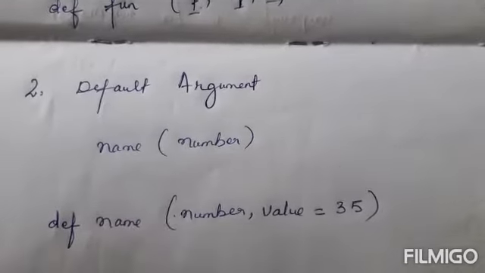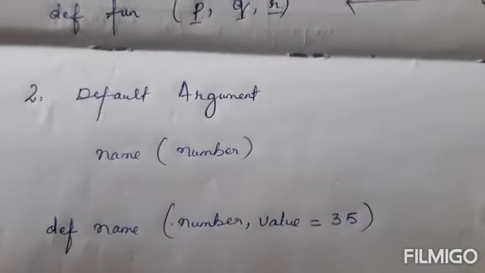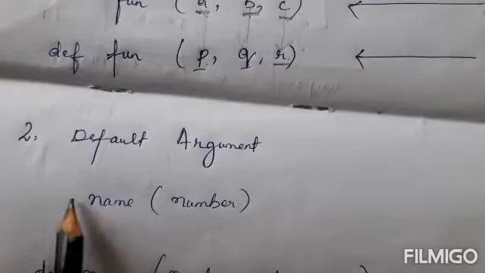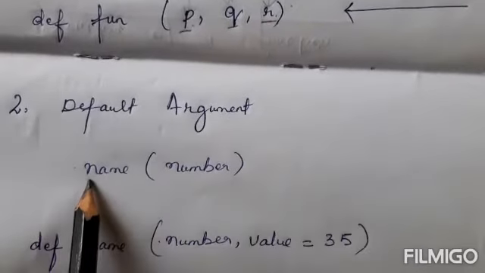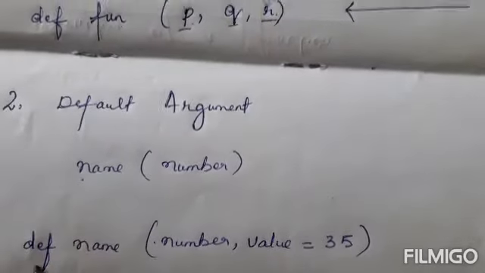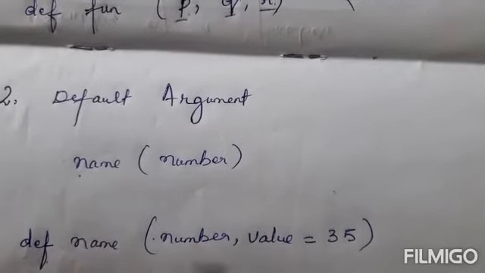Okay, the next one. Second one is the default argument. In the default argument, this is the example that I've taken. This will be your function call. This here, def means your function definition.